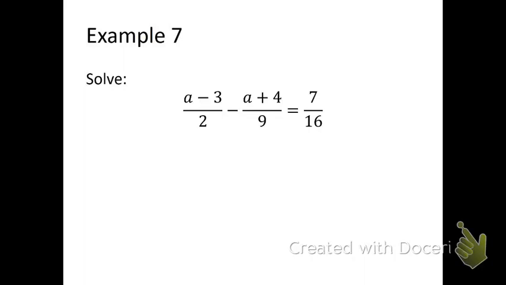Okay, example 7 is a lot like example 5 and example 6, but now we've got more than one term in our numerator. That's no big deal until we get to later. Still, the first thing we have here that we don't like is fractions. So let's get rid of these fractions.